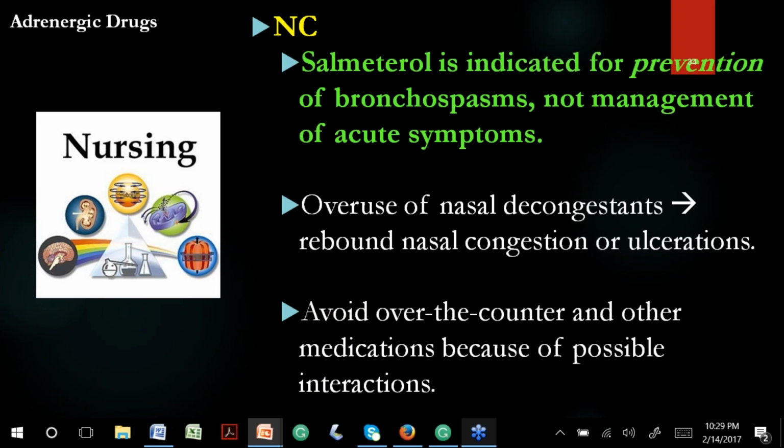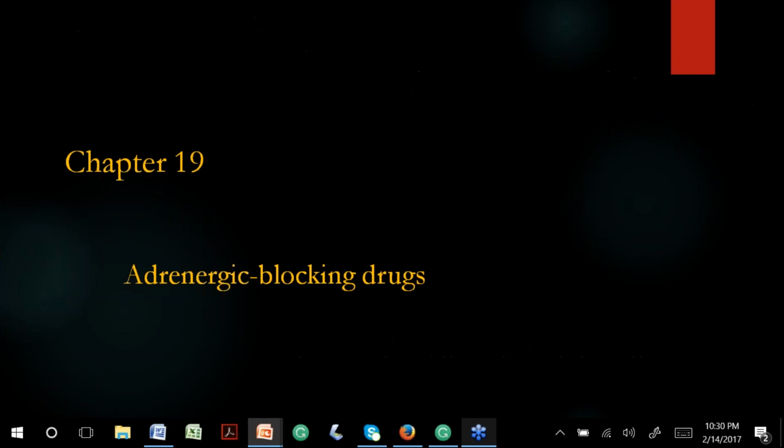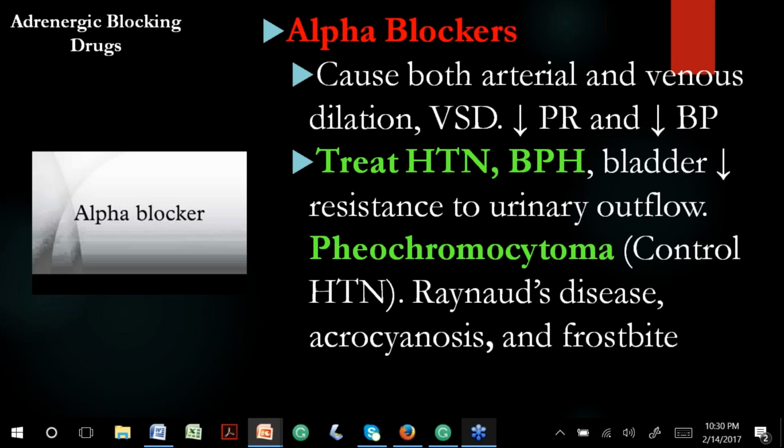All right. So salmeterol. Salmeterol is a beta 2. I want you to remember this name, salmeterol, indicated for prevention of bronchospasm. It is going to take a few days in order to start to make effect, so it's not going to be immediate, but it's mostly used for prevention. For acute processes, we have what? The albuterol. All right, so let's talk about adrenergic blocking drugs, and we have the alpha blockers.